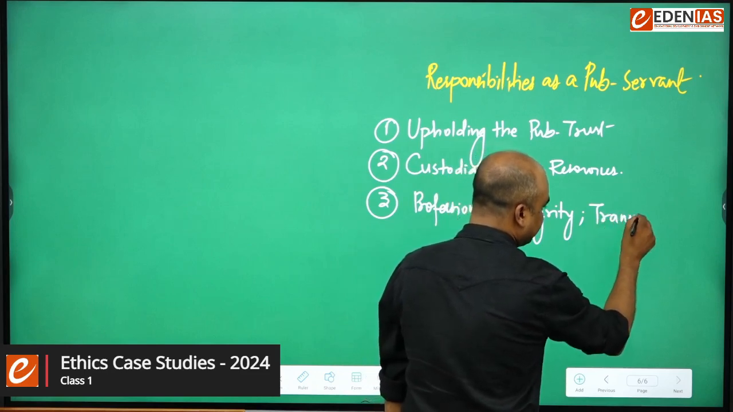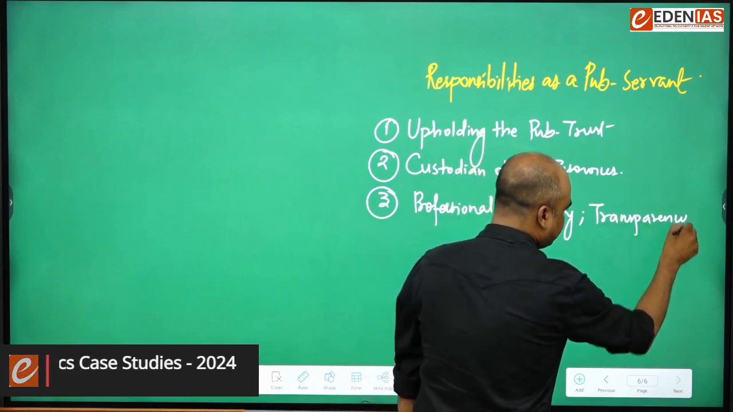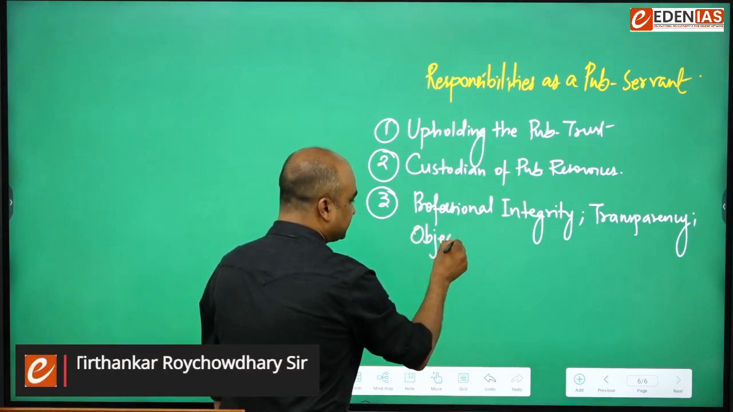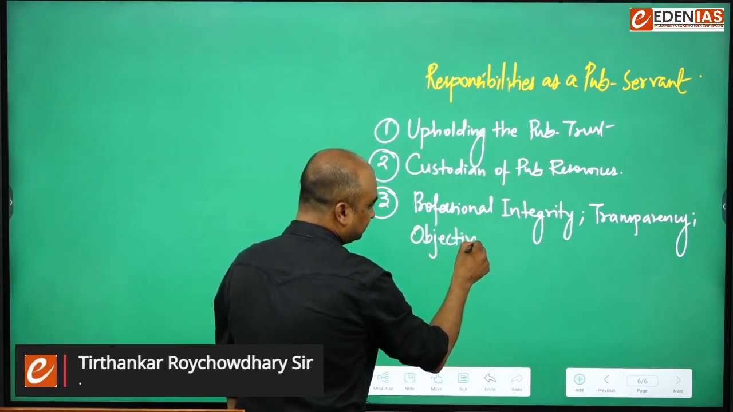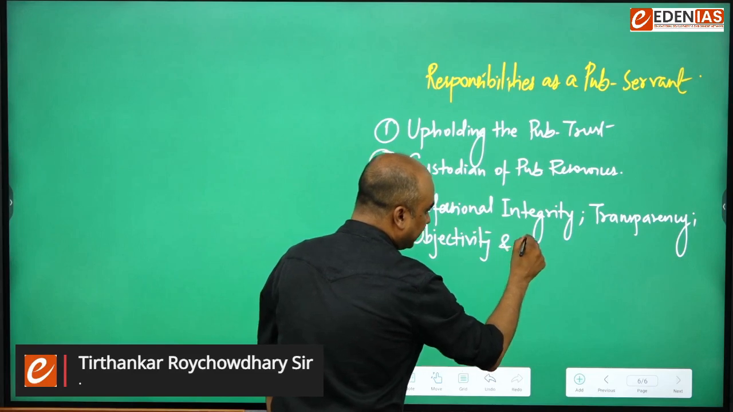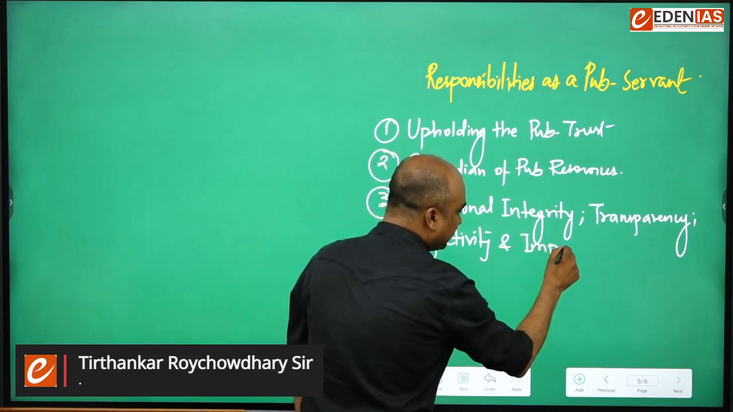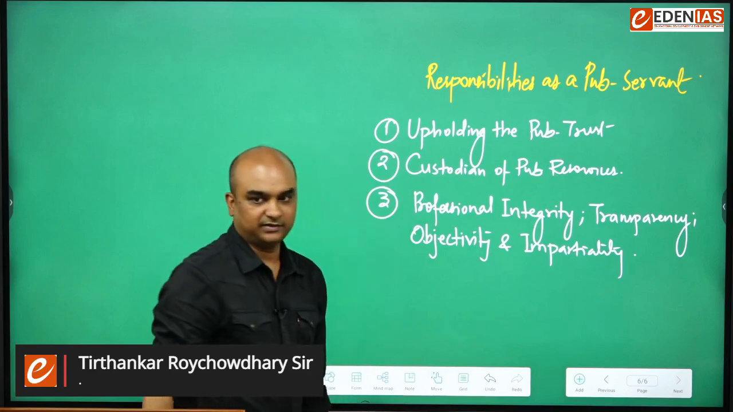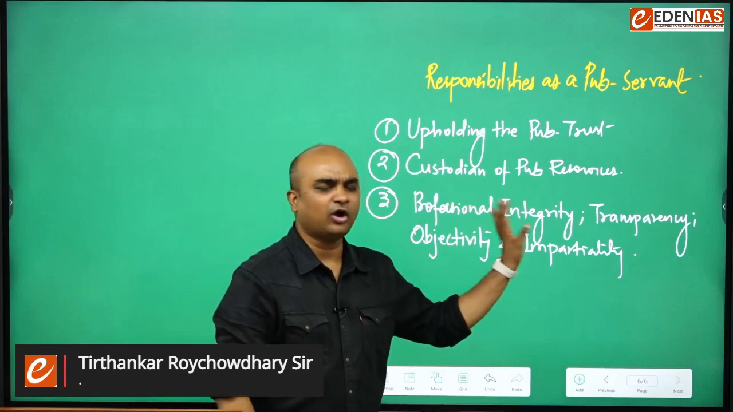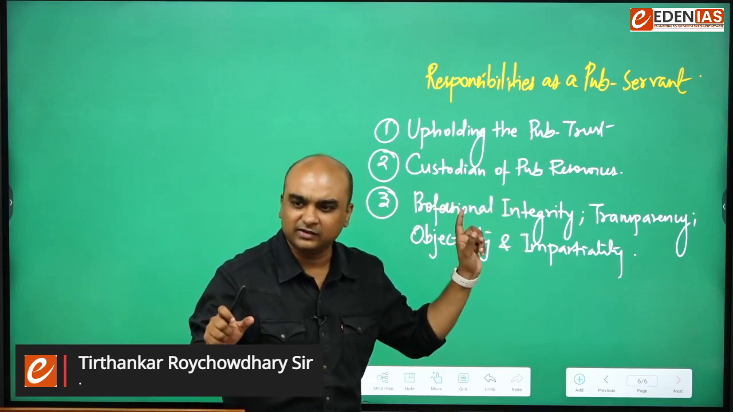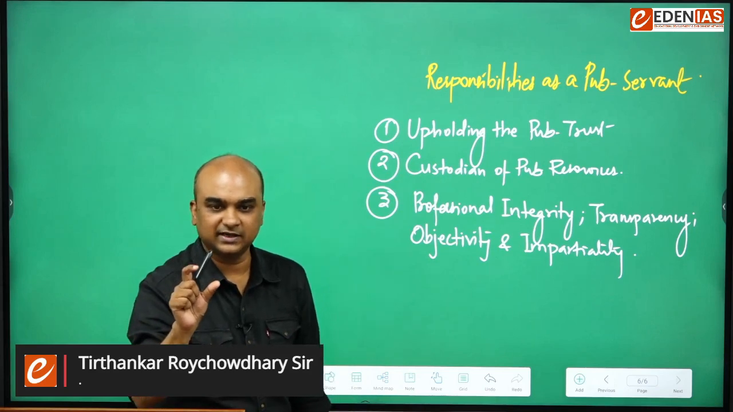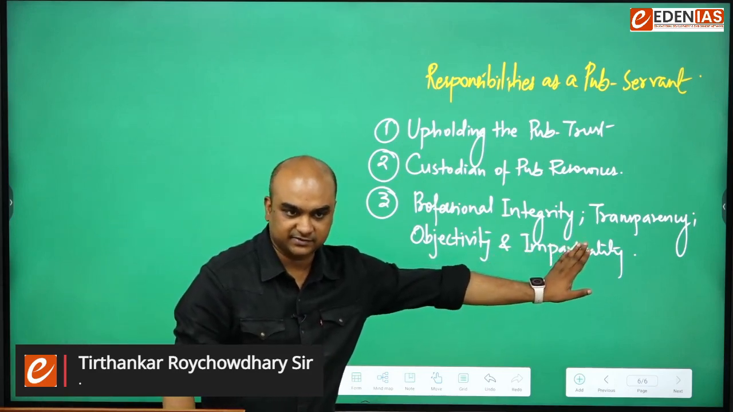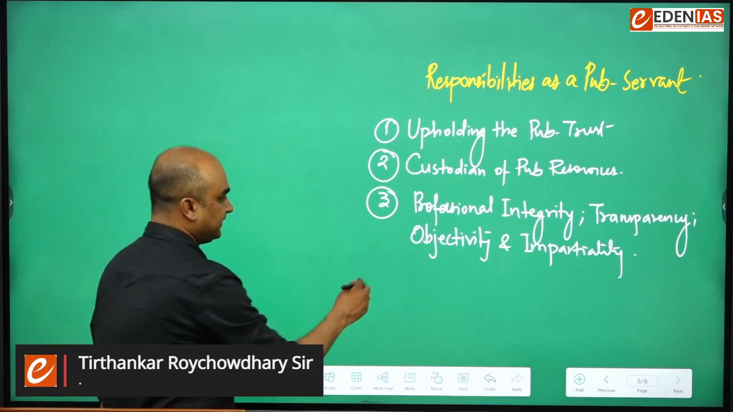Transparency, objectivity, it means based on facts, and impartiality in decision making. You can also include values like non-partisanship, although this is not a political issue. Do you understand that? Rather, impartiality makes sense. Do you get it?